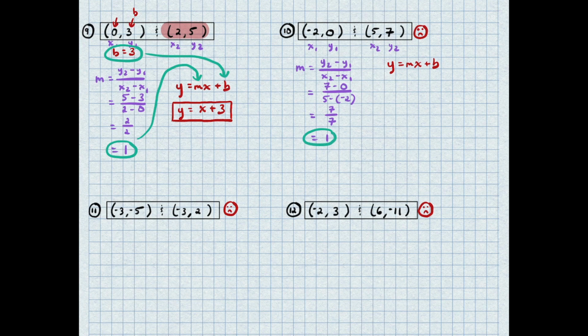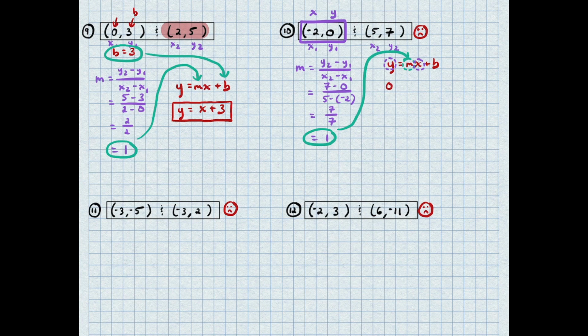We can take our slope here of 1 and substitute that in for m. However, we still don't know what b is yet. At this point, you can either use this ordered pair here, or this ordered pair here, to substitute in for x and y. It doesn't matter which one you choose because they're both going to work. I'm going to choose the point on the left since it has a 0 in it. -2 will be the x, and 0 will be the y. Now I'm going to substitute our slope in here, the x over here, and the y over here.